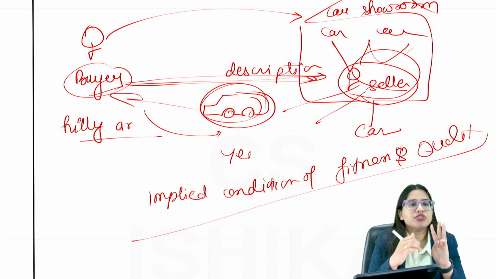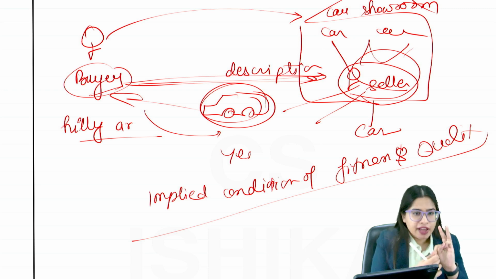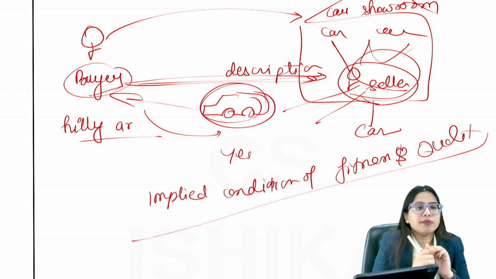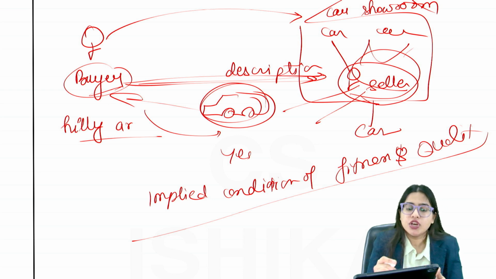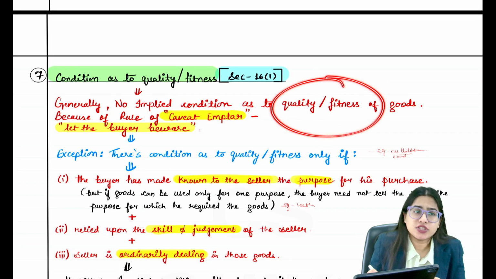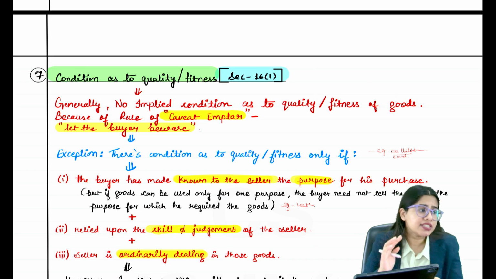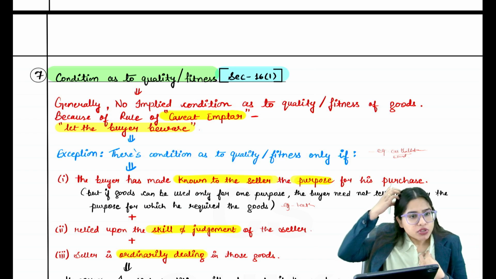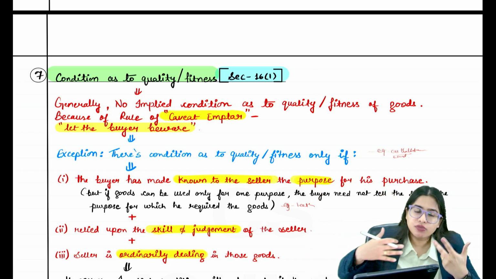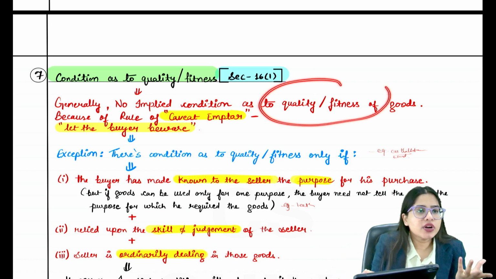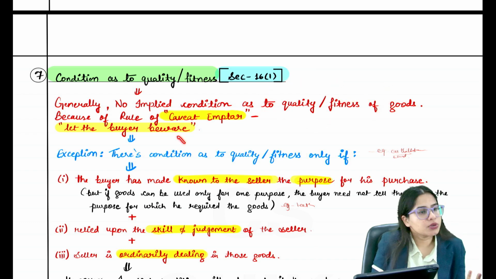What are the three conditions? The buyer has given a complete description to the seller. Number two, he relied on the seller's judgment. And number three, the seller regularly deals in that property. So what I'm trying to tell you is, generally there is no condition as to quality or fitness. Are you understanding? Let's say I am buying a bottle. So it's my responsibility to check which is the good quality bottle which will suit my purpose. It's not the seller's responsibility. So generally there is no condition as to quality or fitness. It is the responsibility of the buyer.